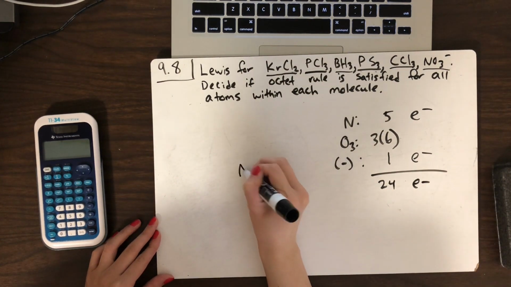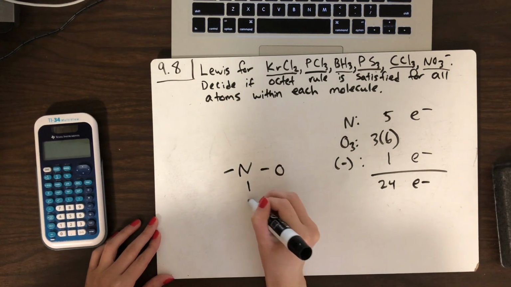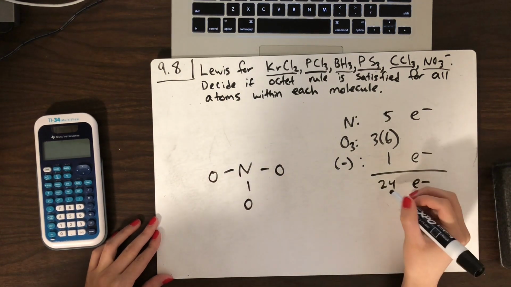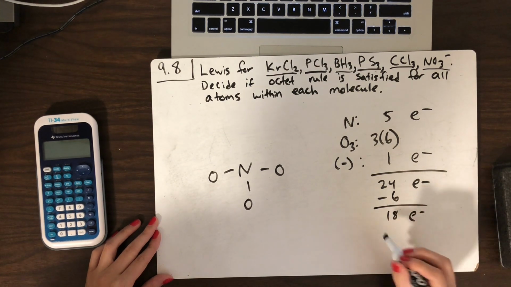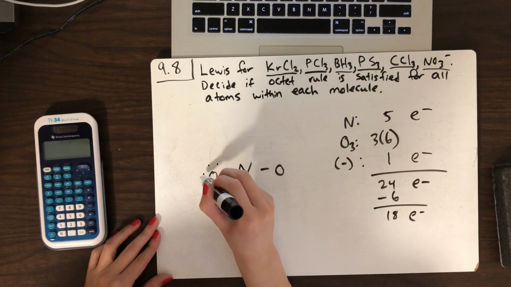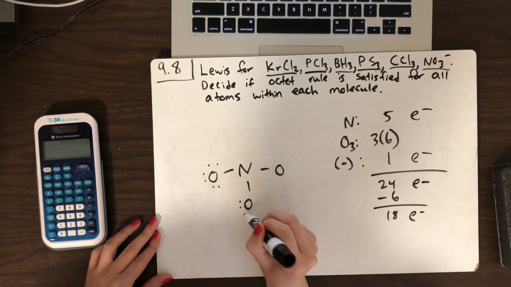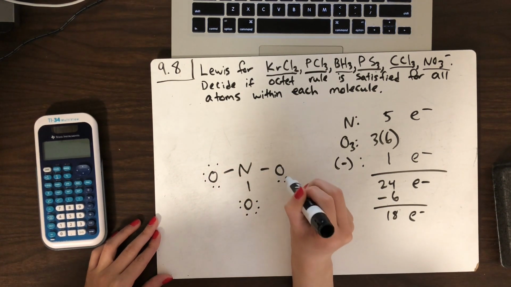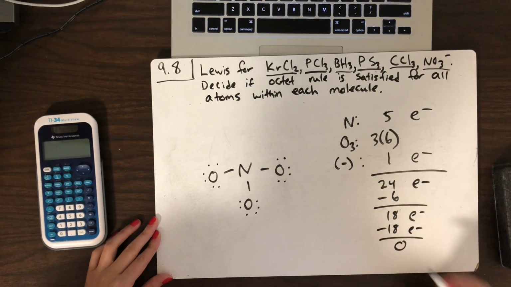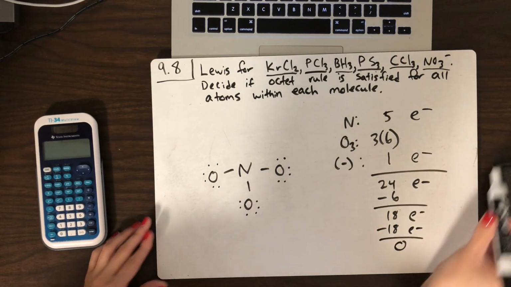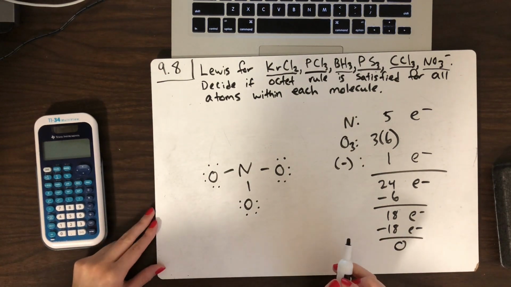So at the very least, we need to connect everything. I used up 6 just to connect them, so I have 18 left. So I'm going to go ahead and just put them around as dots. 1, 2, 3, 4, 5, 6, 7, 8, 9, 10, 11, 12, 13, 14, 15, 16, 17, 18. So I used up all my 18, so now I know everything from the valence electrons is represented by a dot at this point.